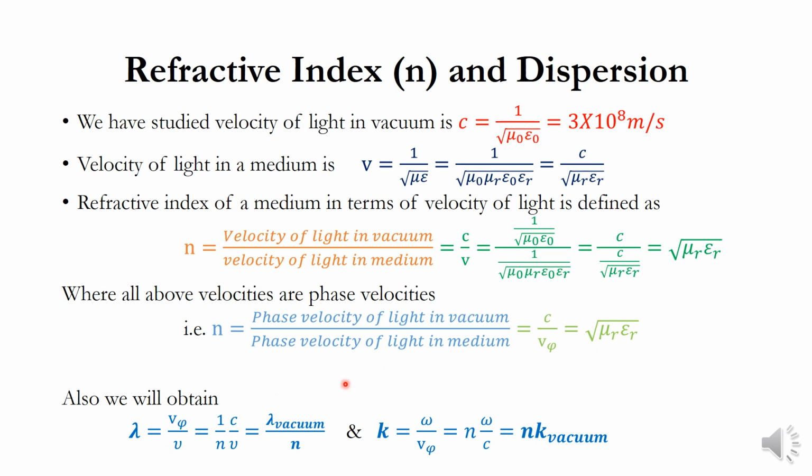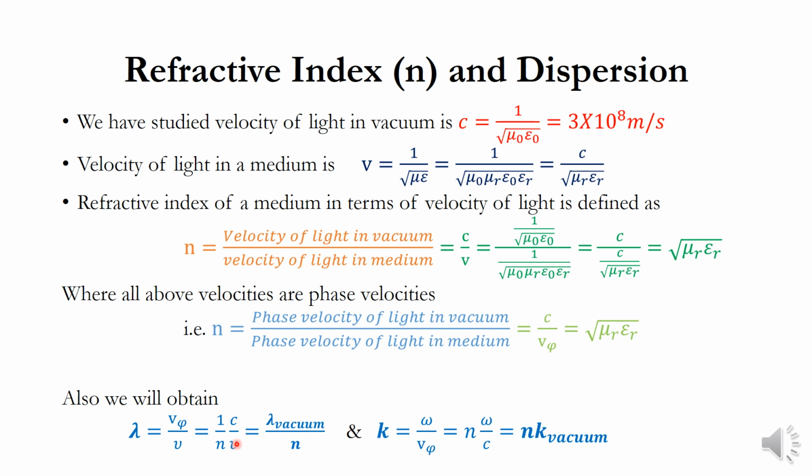Also, we can show that this lambda is equal to V by nu. This is a general relation for a wave. Lambda is equal to V by frequency, velocity by frequency, so that this V is replaced by C by n. This V is C by n. Velocity of a wave in any medium, velocity of light wave in any medium is C by n, so that this is C by n divided by this nu, that is the frequency.